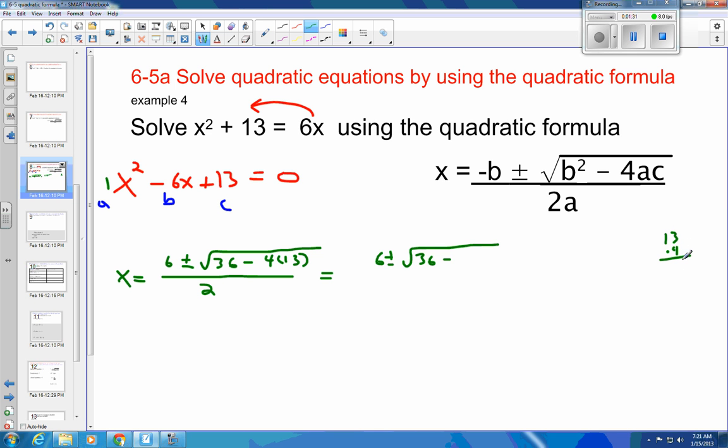4 times 13. If you don't have your calculator with you, 4 times 3 is 12, 4 times 1 is 4, plus the 1 we carried, so that's 52, all over 2. So that's going to be 6 plus or minus the square root of 36 minus 52, or minus 52 plus 36, if you like writing it that way. That's going to be minus 16, which actually is going to be an imaginary number, right? Because we can't take the square root of a negative, so that becomes imaginary.